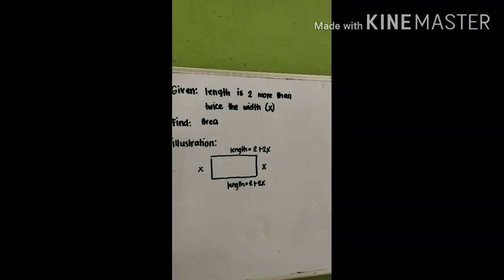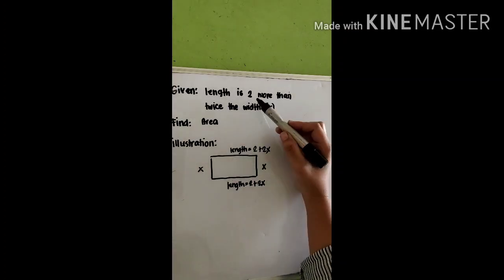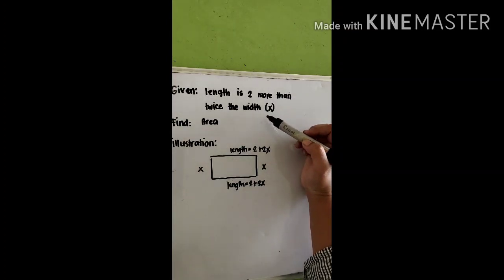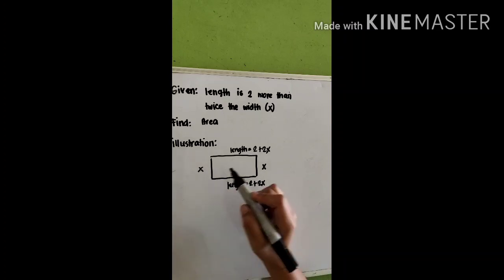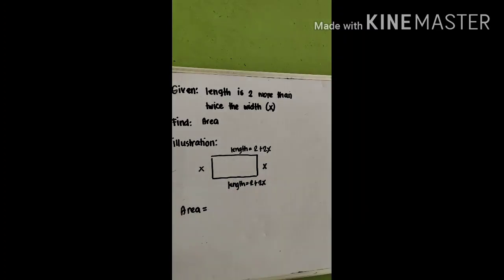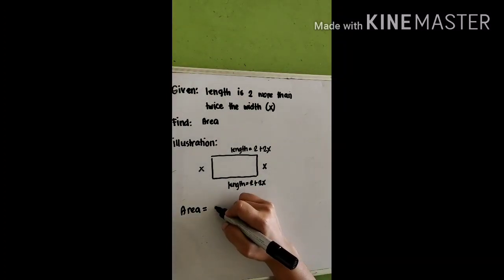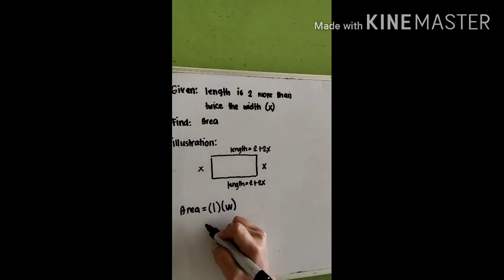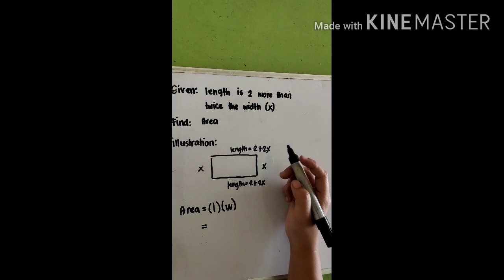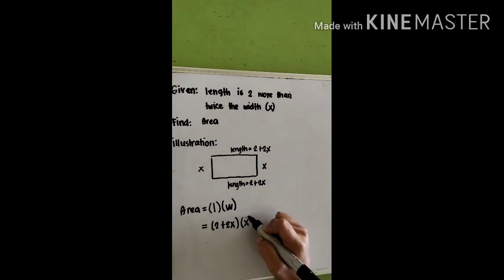Now for problem solving number 2, still we are having the same rectangular pen whose length is 2 more than twice the width x. But here we are going to solve for the area. So here we have the same illustration. This is the rectangular pen whose width is x and whose length is 2 plus 2x. Now in solving for the area of this rectangular pen, we have the formula length times width, or that is L times W. So our length here is 2 plus 2x, so 2 plus 2x, and then the width is x.